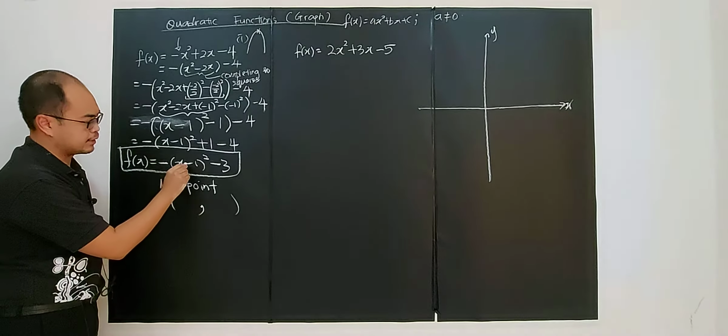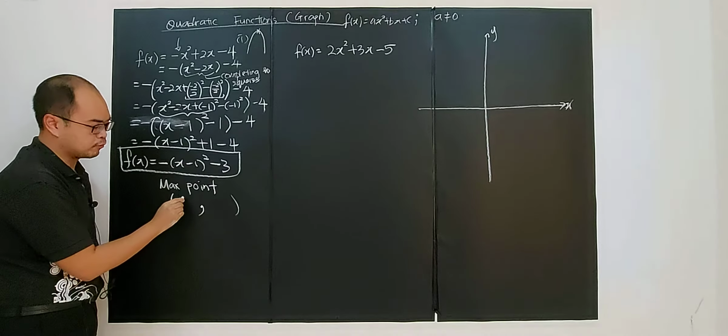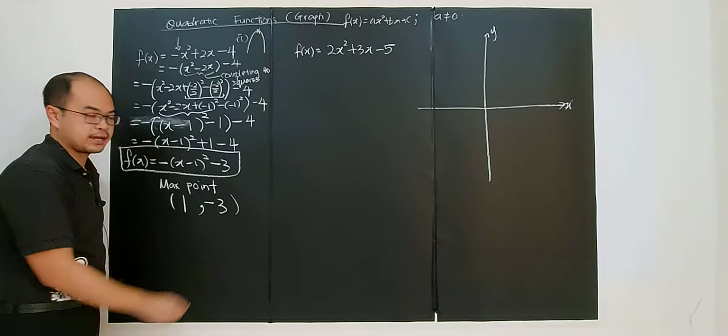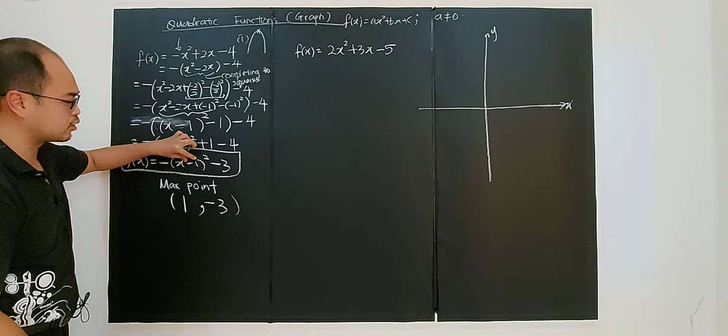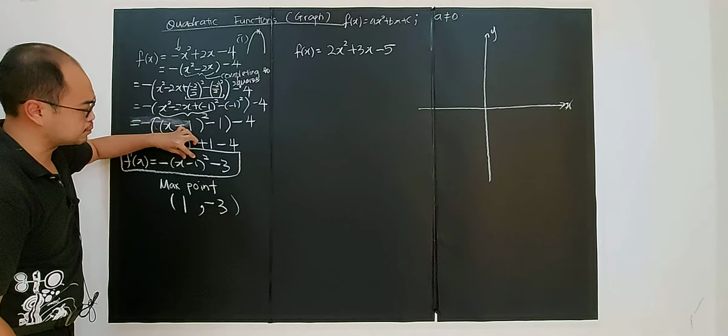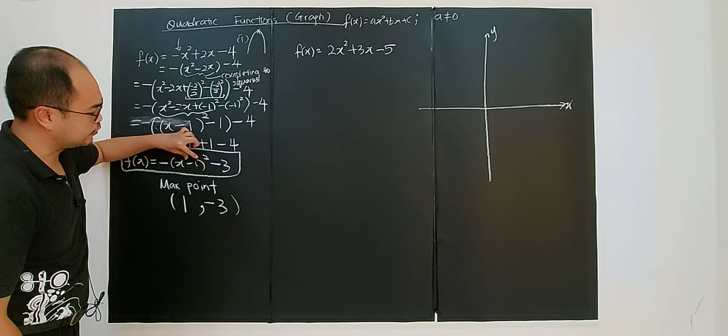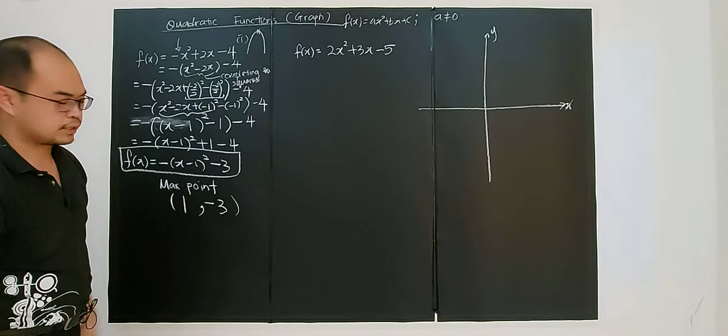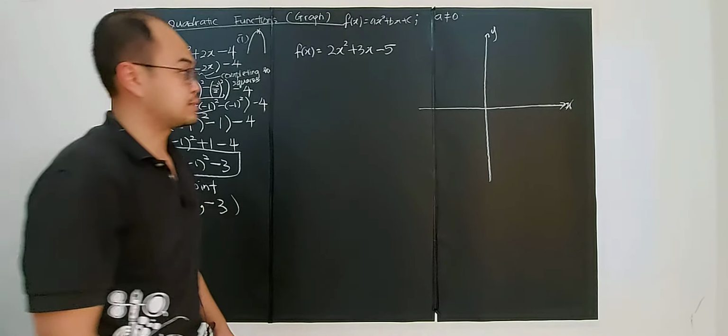You just take the negative 1 here, the negative 1 will be turned to positive 1, and the negative 3, you just take the negative 3. Okay, if this is positive 2, here will be negative 2. If this is positive 3, here will be negative 3. If here is negative 3, here will be 3. The sign will change, but this one you just follow, right? So this will be your maximum point.